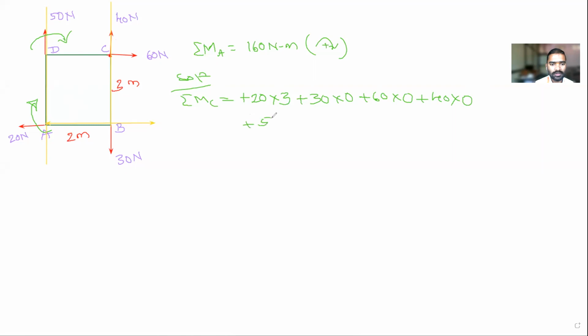Plus, how much is the force? 50. The distance is 2 meter. So the answer is: this is 0, this is 0, this is 0, and this is 160 Newton meter. Is it producing clockwise or anti-clockwise? Clockwise. This is the answer. Is it clear, everyone? Then one more point. Which is the one more point? D.